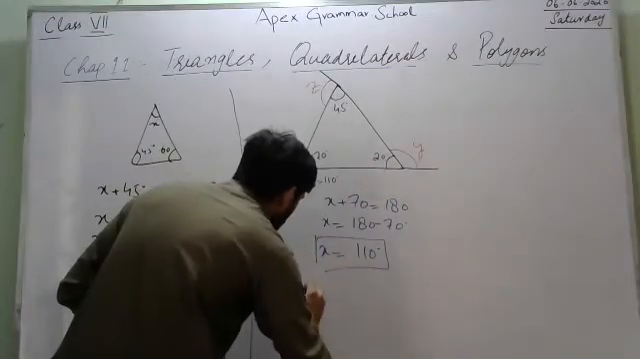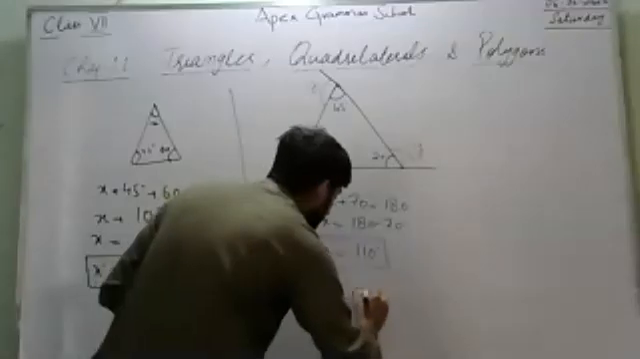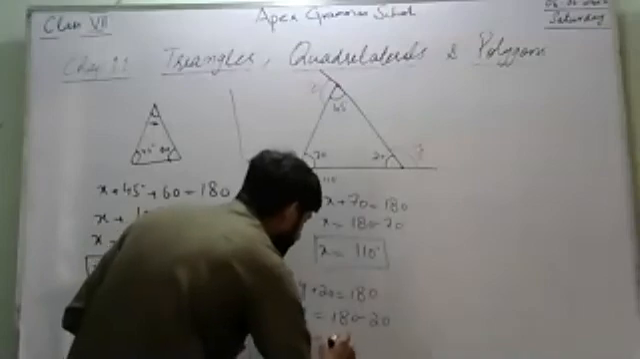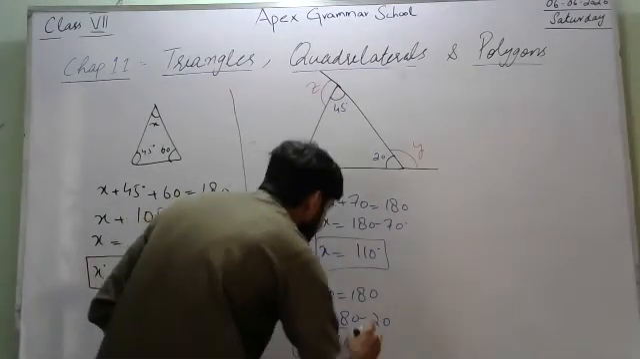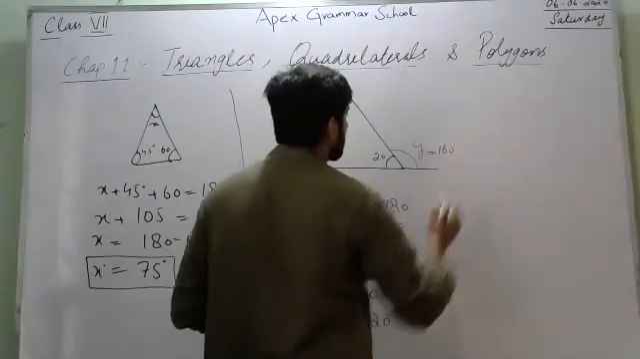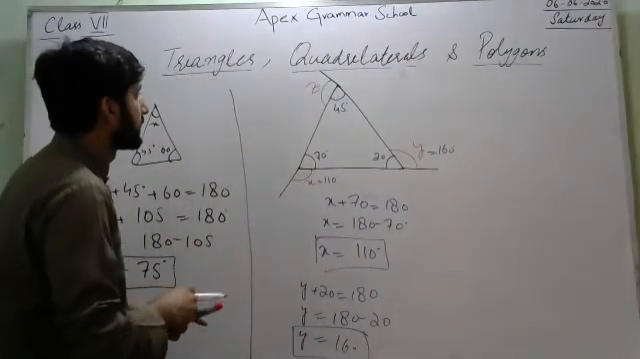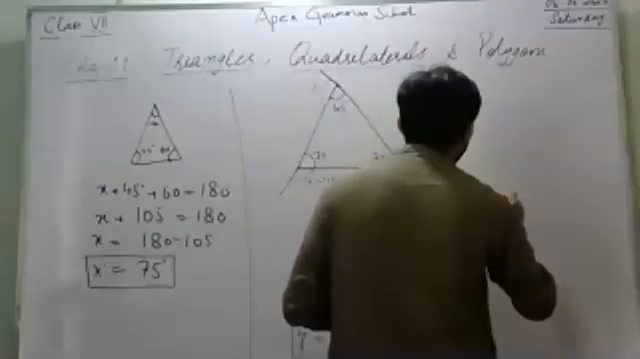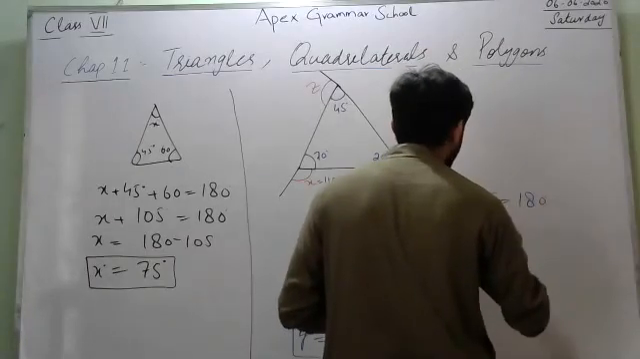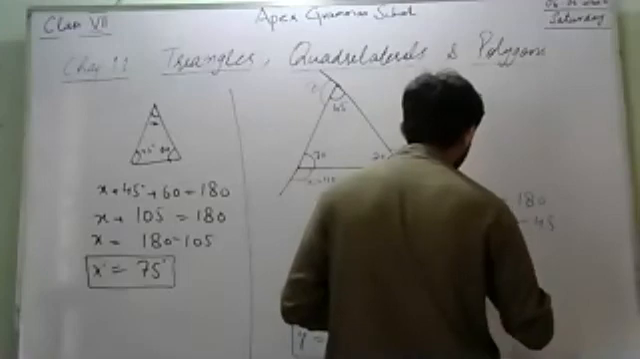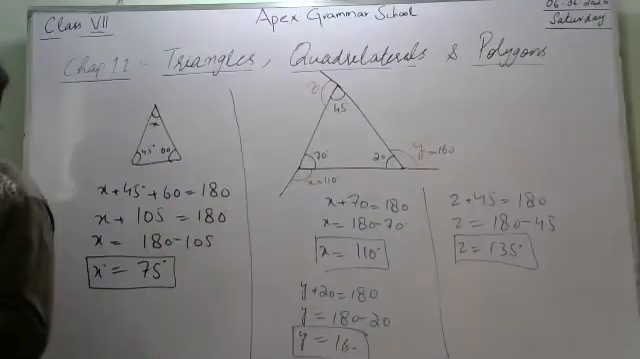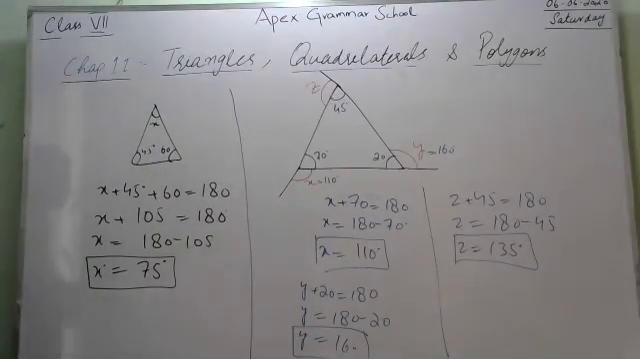Next, Y plus 20 equals 180. Y equals 180 minus 20. Y equals 160 degrees. And the last one is Z plus 45 equals 180. Z equals 180 minus 45. Z equals 135 degrees. This is how to find the exterior angles when their corresponding interior angles are given.